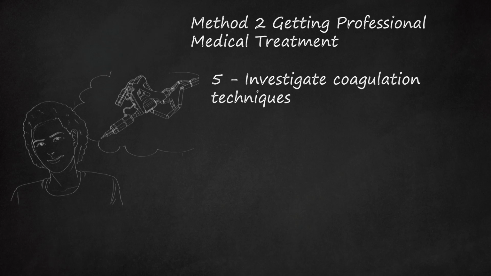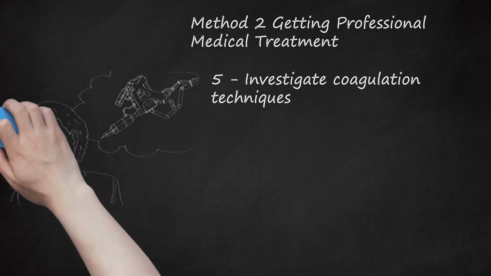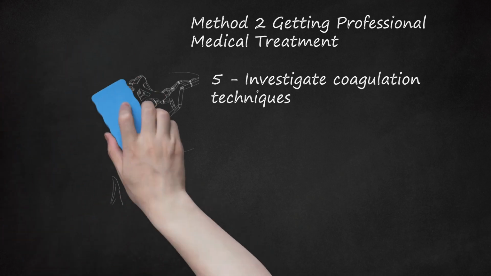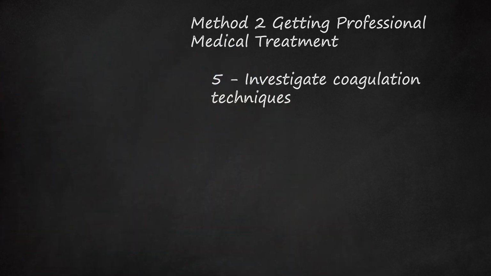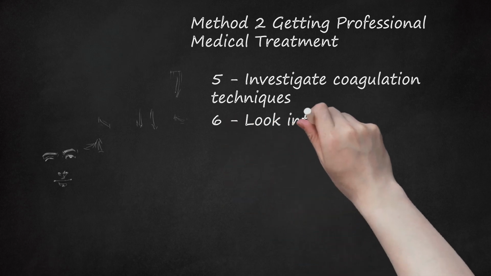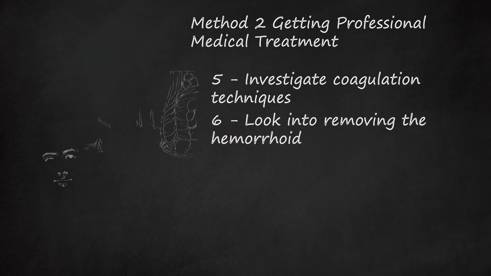may be used in association with rubber band ligation, as the combination of the two techniques has shown a 97% success rate. This method also leads to some of the shorter recovery times for hemorrhoid surgery, at 1 to 2 weeks. 6. Look into removing the hemorrhoid.